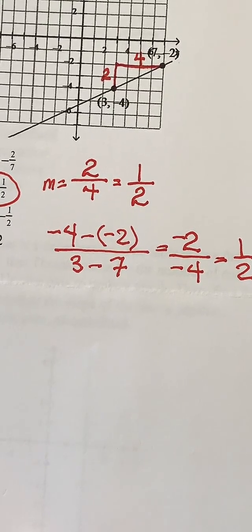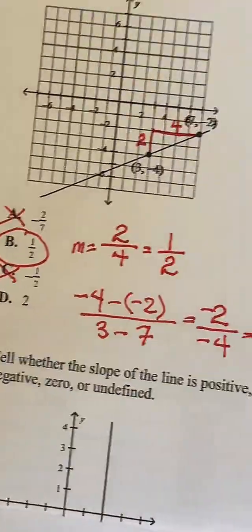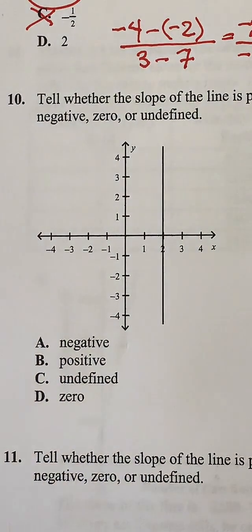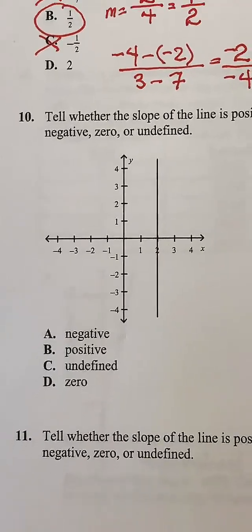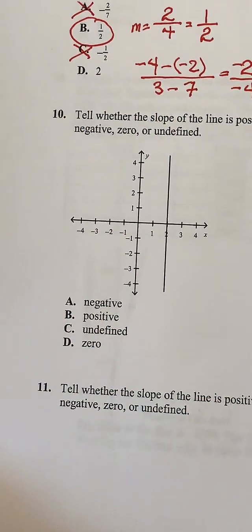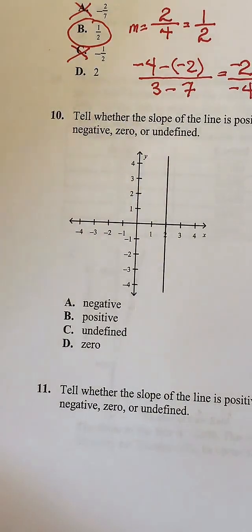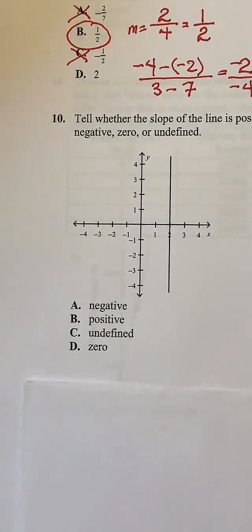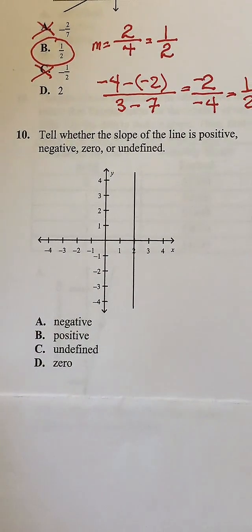Hey, let's go. Okay? So, tips and tricks. All right. Because that's all you need to do. When you get with the graph, you can just simply count. So, tell whether the slope of the line is positive, negative, 0, or undefined. Okay. Tell whether the slope is positive, negative, 0, or undefined.